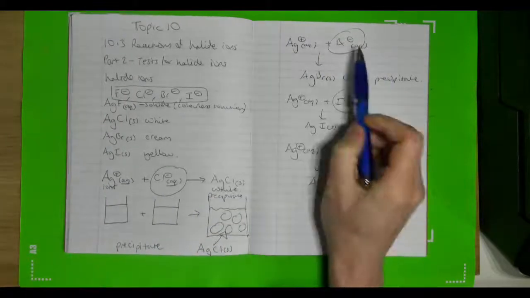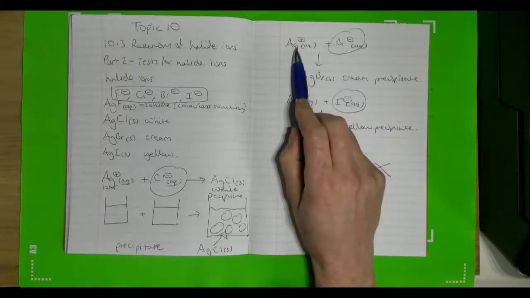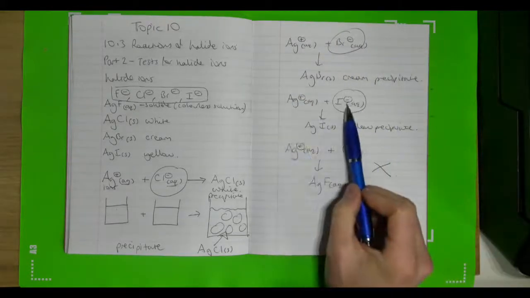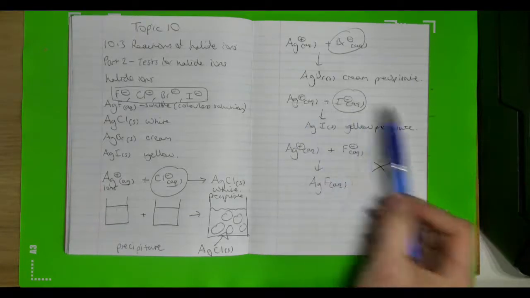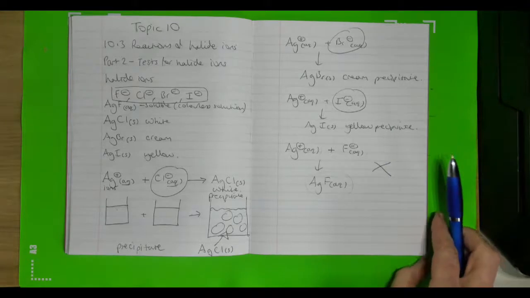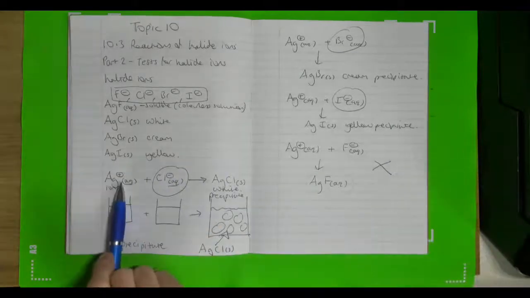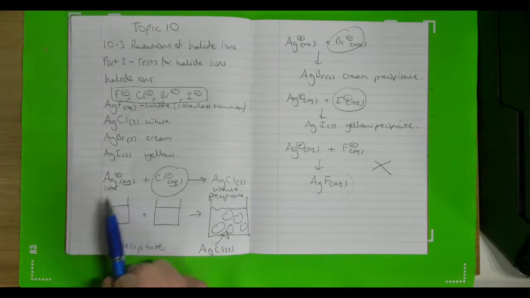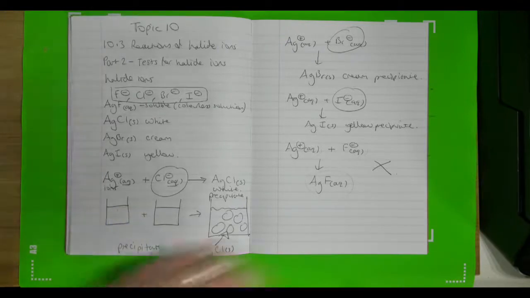If you add bromide to silver ions, you get a cream precipitate. And if you've got iodide ions, you add some silver ions to it, you get a yellow precipitate. Okay? Right, okay, clearly guys, we don't have bottles of silver ions. The silver comes in the form of silver nitrate. So let's look at a real equation here.